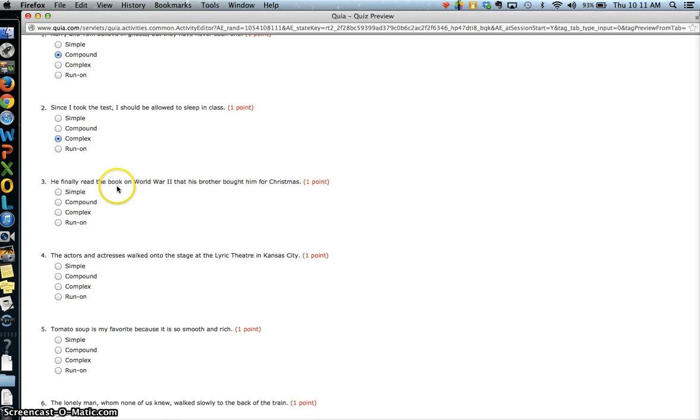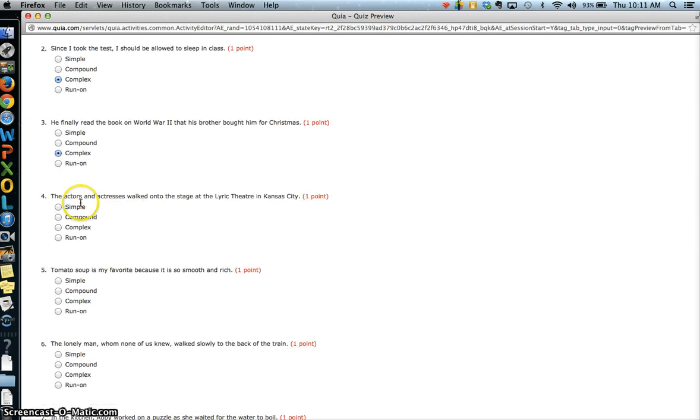He finally read the book on World War II. His brother bought him that for Christmas. His brother bought him that for Christmas is a complete thought. But when you put that, the relative pronoun at the very beginning, it makes this a dependent clause, and so independent plus dependent is a complex sentence.